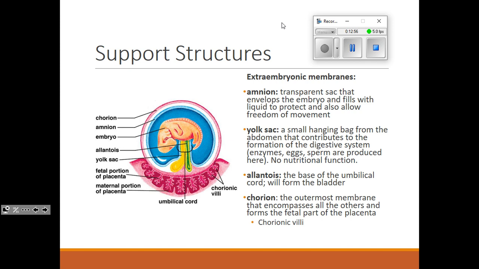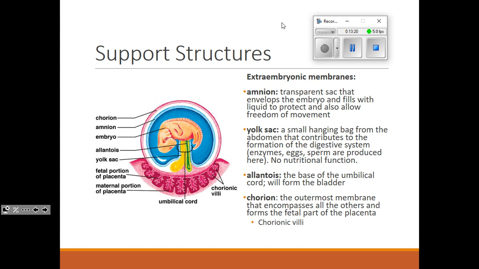The allantois is the other structure. You should really say allantois because it's a French word, but I'll just say it that way. Allantois, that's how you'd say it. It's the base of the umbilical cord, and it will form the bladder. And if you look, the allantois and the yolk sac kind of go together to form the structure connecting the baby to the placenta.